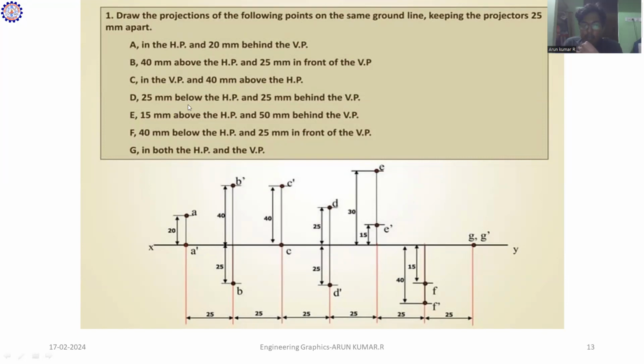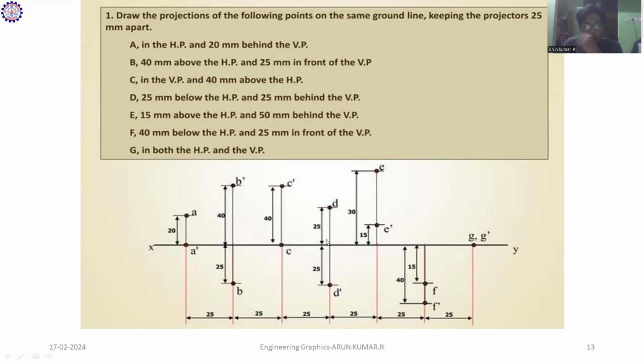Sorry, there is a second quadrant problem. 25 mm below means you have to mark the point as D dash, 25 mm from the reference line. And 25 mm behind VP means above the XY line, we mark it as D, that is 25 mm. Previously we drew the C point. After maintaining the 25 mm distance, you mark it as the D dash point.